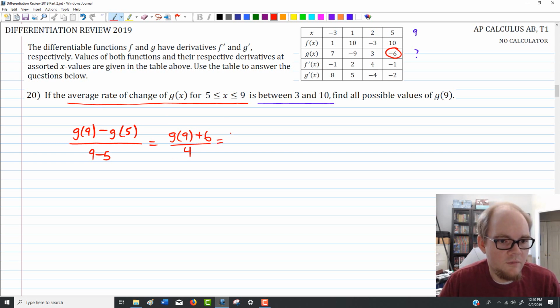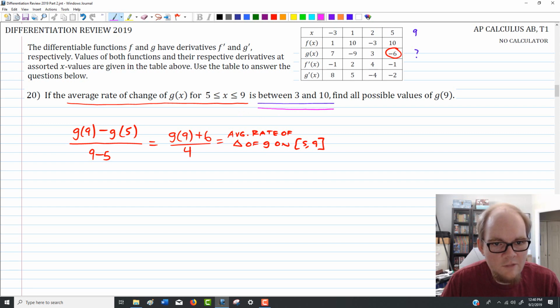Now from there, and again just to make sure this is clear, average rate of change of g on 5 to 9. Hey, I wish there was some quick notation for that. Okay, so with that said, what it tells us next is that that expression we just have is between 3 and 10. So all we know is that g of 9 plus 6, which we said equals the average rate of change of g on 5 to 9, says that value is in between 3 and 10. So that value has to be greater than 3 and has to be less than 10.